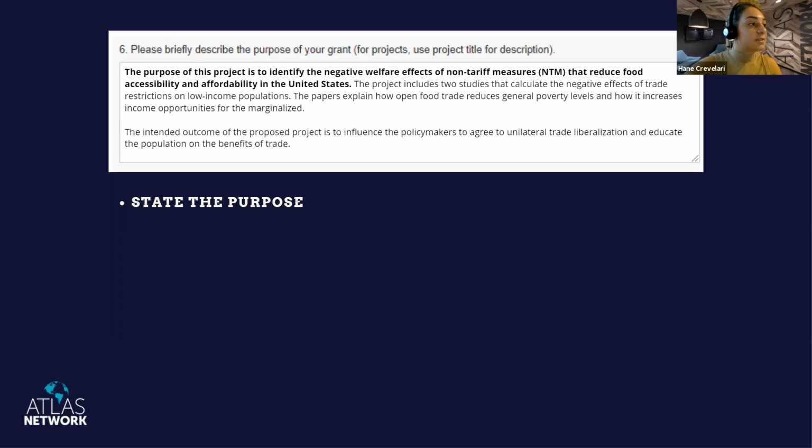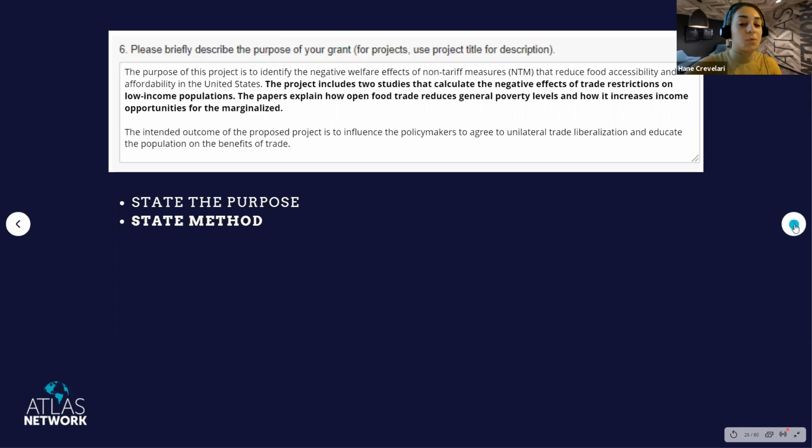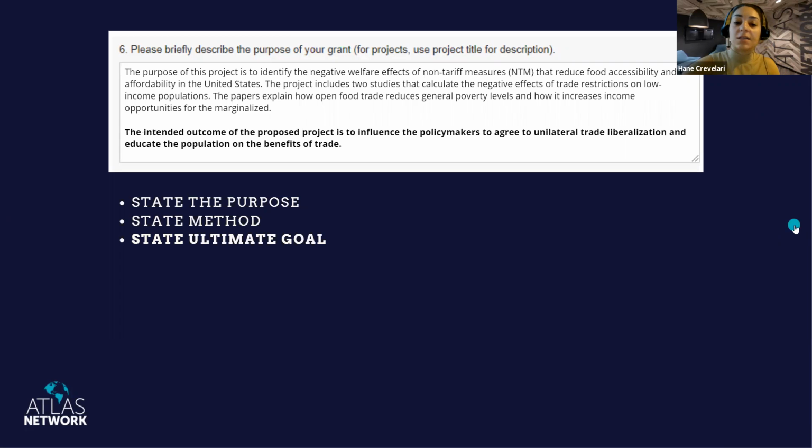format. The first one is to state the purpose of this project. The second one is to state the method you use to achieve this purpose. And finally, state the ultimate goal of this project. Your answer to question 6 should be a quick summary, no more than 2 paragraphs. We have other questions to fill up the bulk of what the project has, the progress of the project.